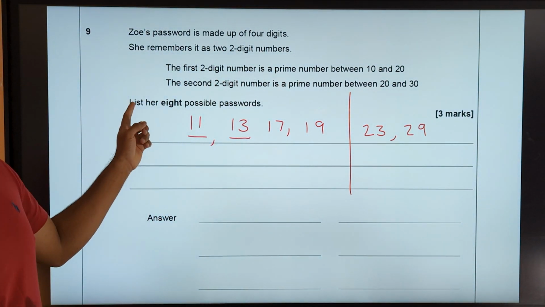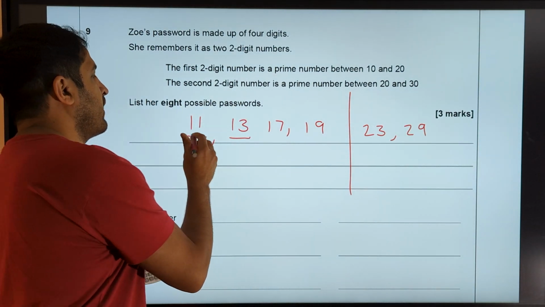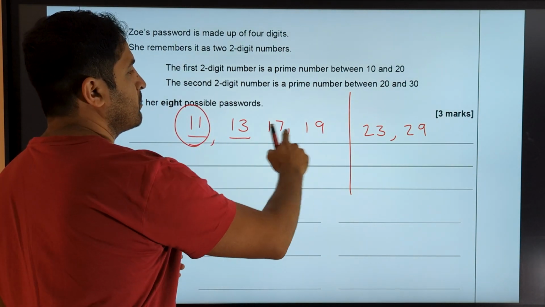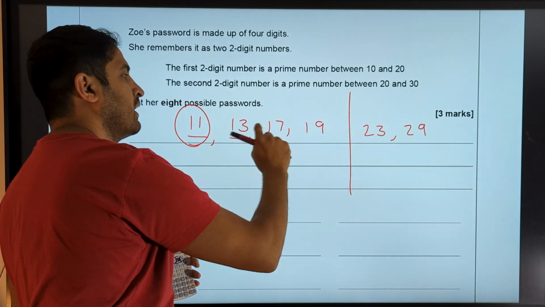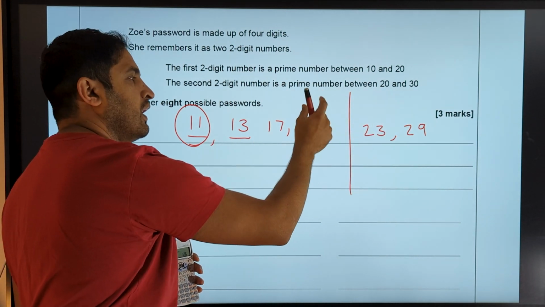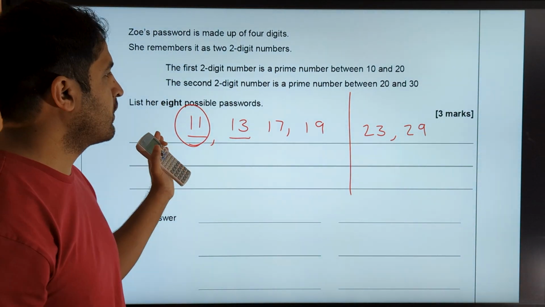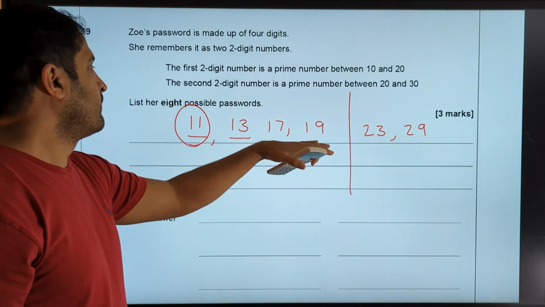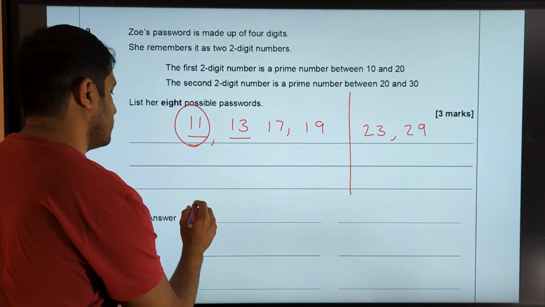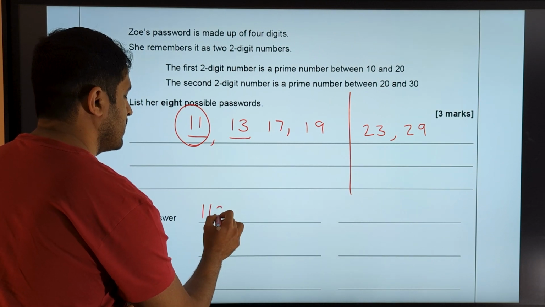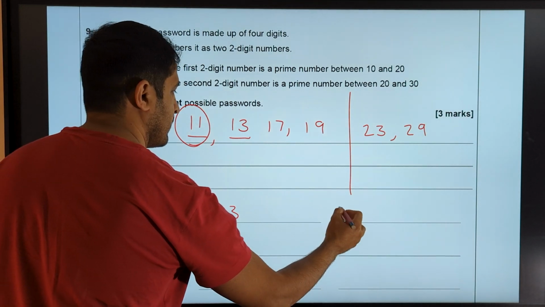List her 8 possible passwords. That's really straightforward. We're going to pair up each one of these. So 11 with 23 and 29, then 13 with 23 and 29, then 17 with 23 and 29, and 19 with 23 and 29. Those are the 8 possible passwords. Or you can say we pair up 23 with these 4, and then 29 with these 4. So your password is going to be 1123 or 1129.